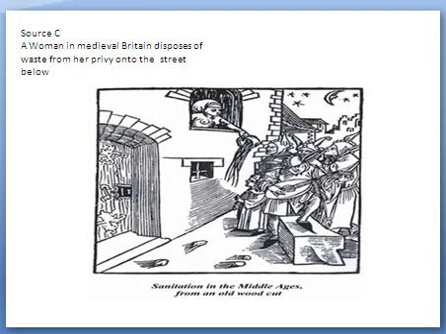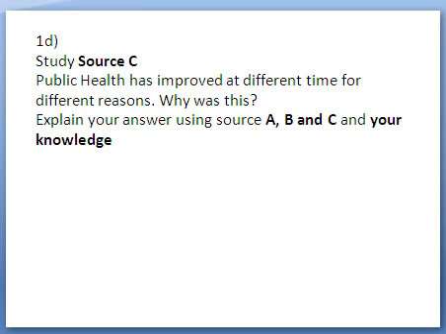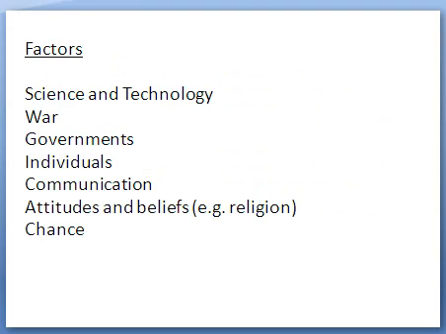So the question you're being asked about this, and we've already gone through, 1D will always be a factors question. Why has it improved at different times and for different reasons? We're really thinking about our factors. Now, all of you, I'm sure, will know them, but here's another opportunity to press pause and see if you can remember what the factors are, perhaps thinking about which ones might be most relevant in this question. Here are the main factors that we've been dealing with: science and technology, war, government, individuals, communication, attitudes and belief, and chance.